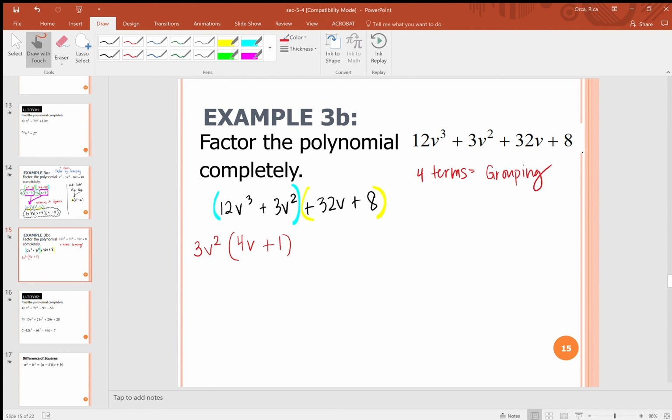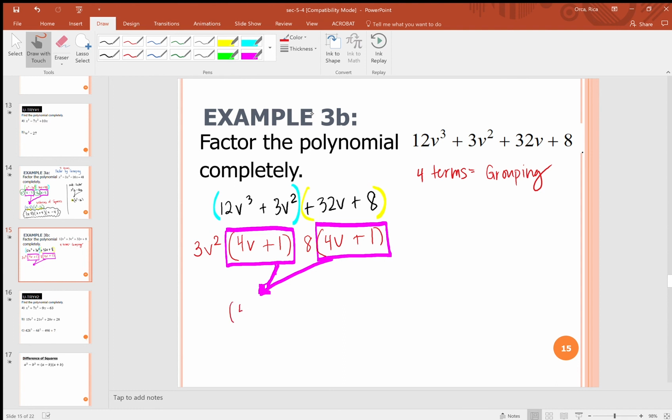Now let's factor out the GCF from the second group. In the second group, 32 and 8 are both divisible by 8. 8 times 4v is 32v, and 8 times 1 is 8. So now that these are the same, that tells us that we're on the right path. So let's go ahead and factor them out. If they're not the same, then we either did something wrong or the polynomial is not factorable.